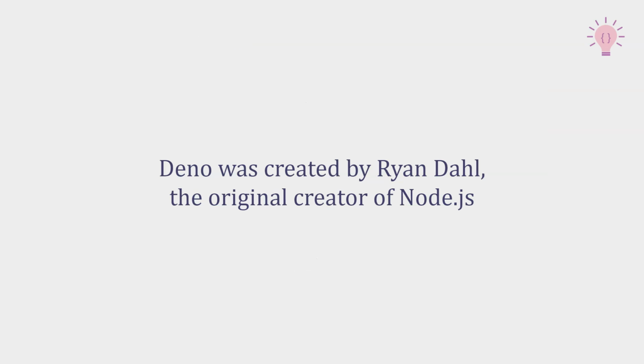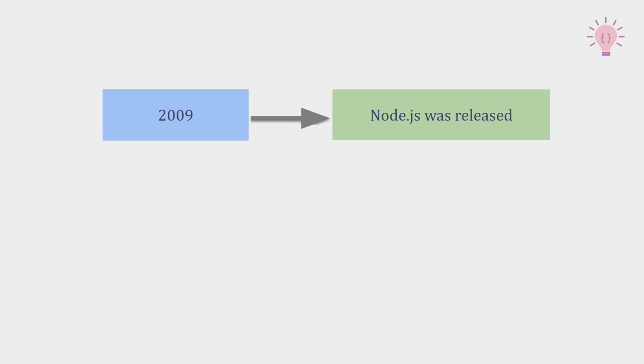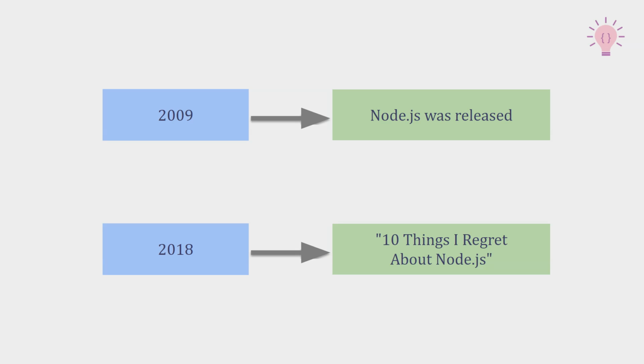Let's now take a brief look at the history of Deno. Deno was created by Ryan Dahl, the original creator of Node.js. Node.js was released in 2009, but in 2018, Ryan Dahl delivered a talk titled 10 Things I Regret About Node.js. As it turns out, there are several design decisions in Node.js that he regrets.